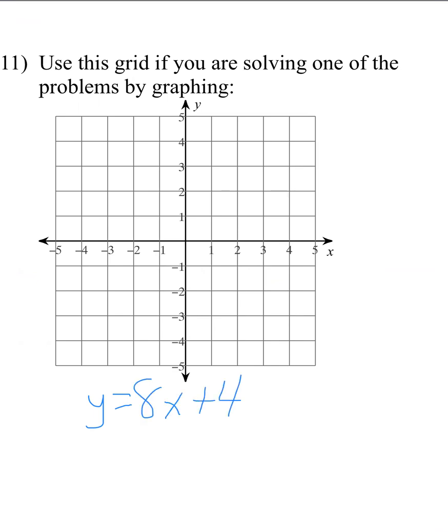And then the other one was y equals x minus 3. Okay, so to solve these by graphing, you guys probably already remember what to do. So for the blue one, I'm going to start at positive 4. And then my slope is 8. So normally I'd go up 8 over 1, but I definitely can't do that on this grid because I'm already out of room. So I'm going to go down 8 to the left 1.